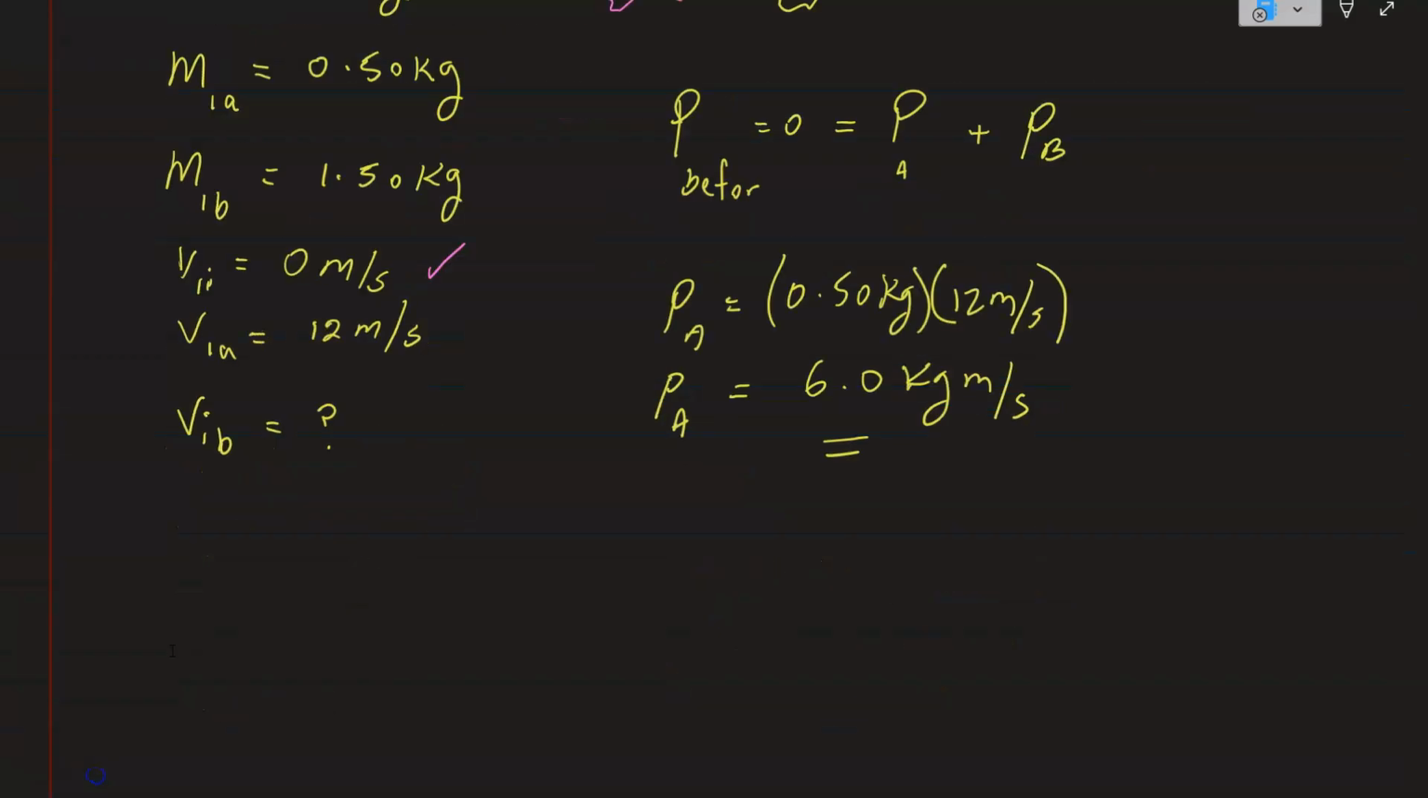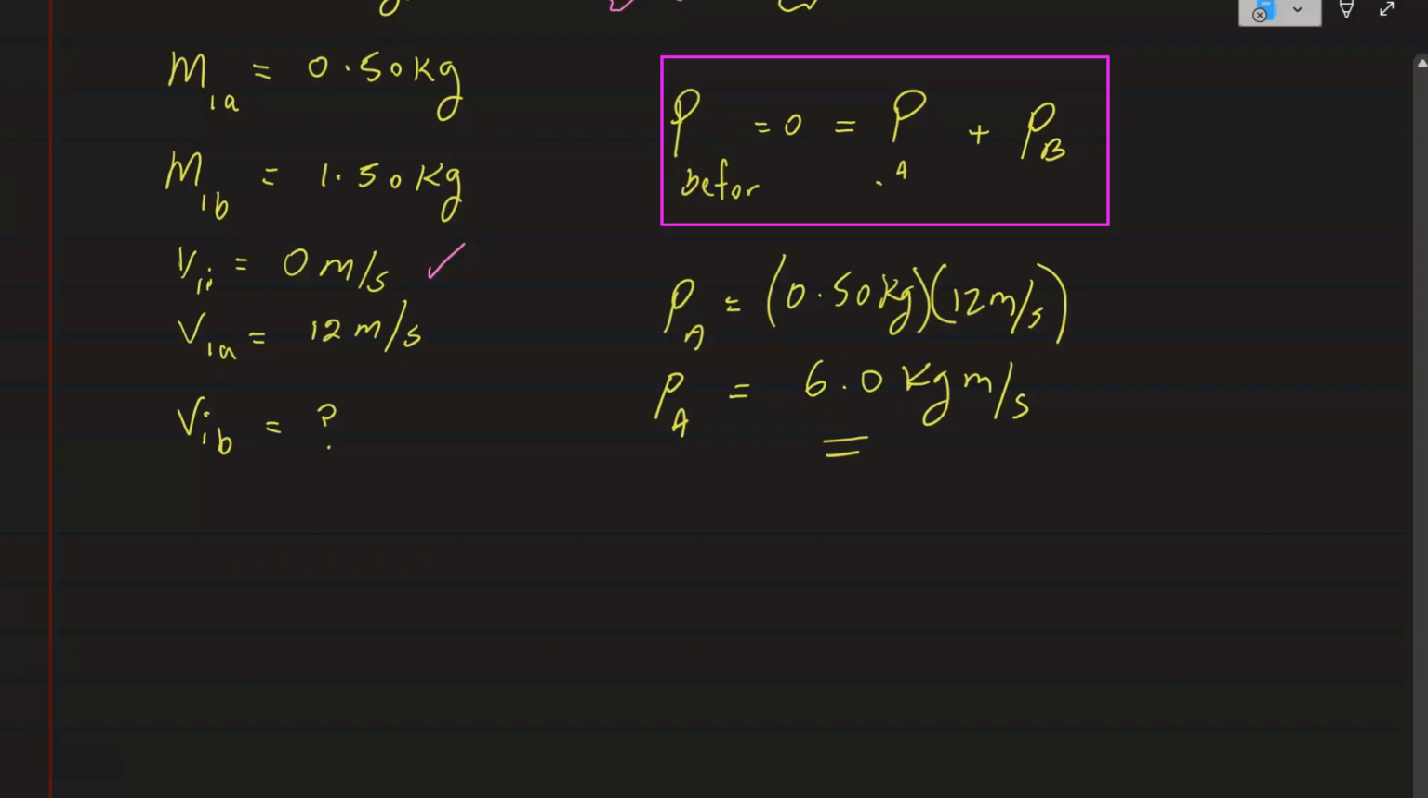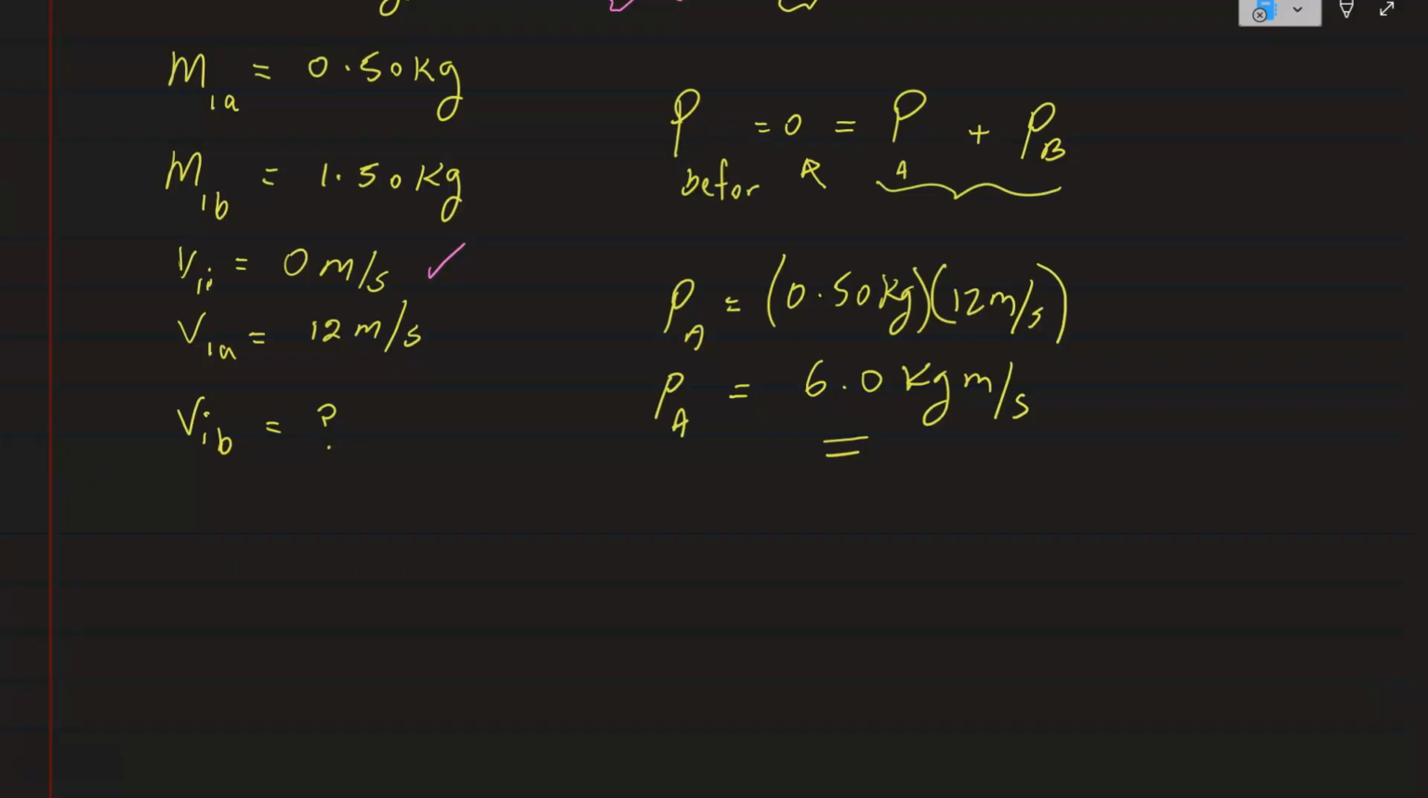Now remember that the momentum before the explosion must equal the momentum after, and momentum before was 0. So if PA is 6.0 kg meters per second, the momentum of object B must be negative 6.0 kg meters per second because they must add to 0. That's the momentum before, right?